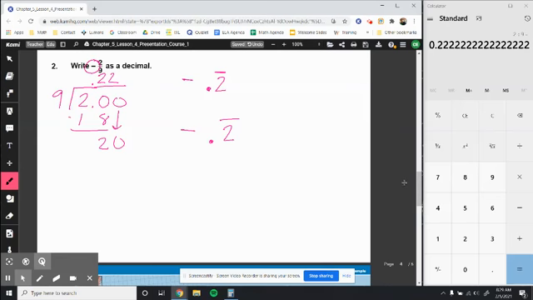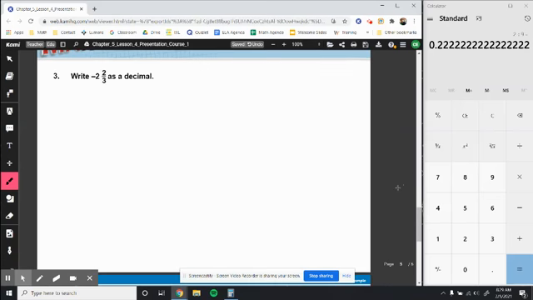All right, we're scrolling down to example 3, which is also on page 381. It says write negative 2 and 2/3 as a decimal. What they would like us to do here, in the book, is make this into a mixed number. So to make it into a mixed number, we are going to take 3 times 2, which is going to give us 6, plus 2, which is going to give us 8. So that'd be negative 8/3.